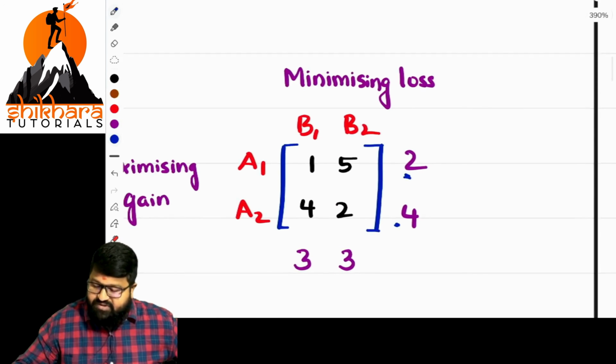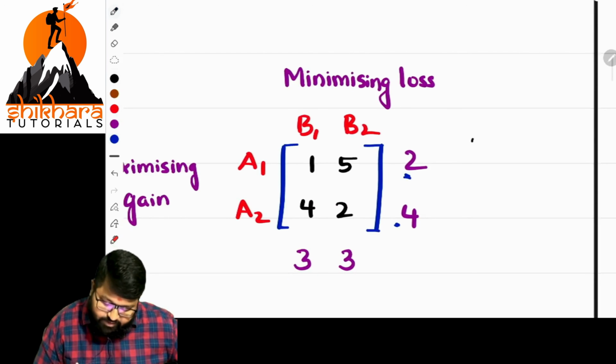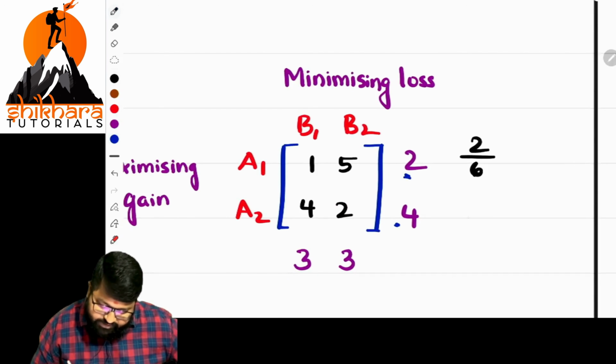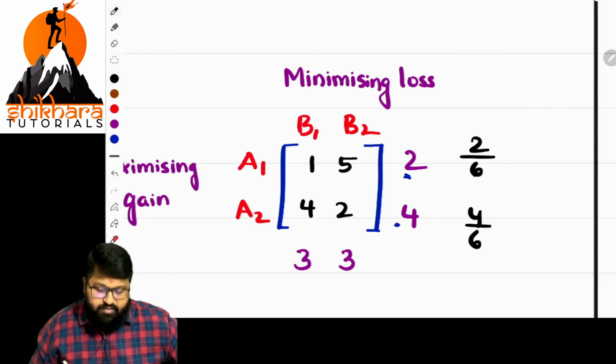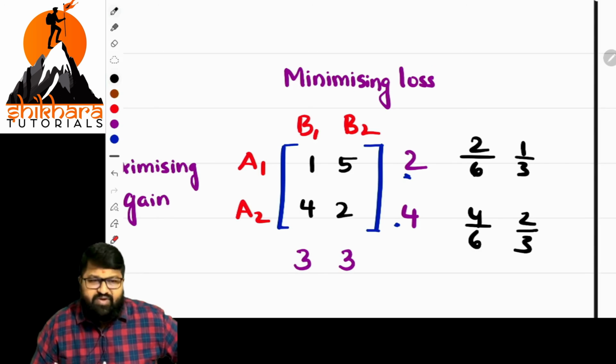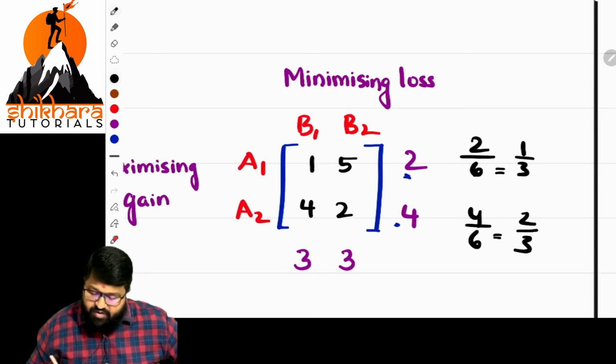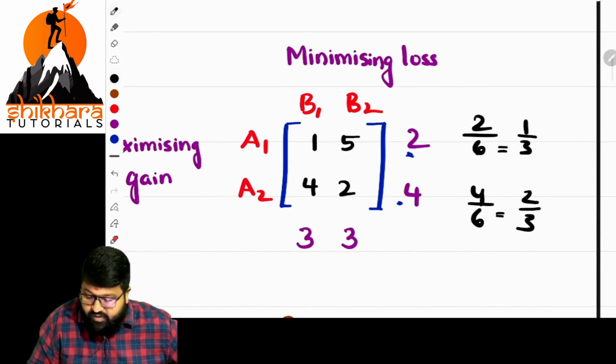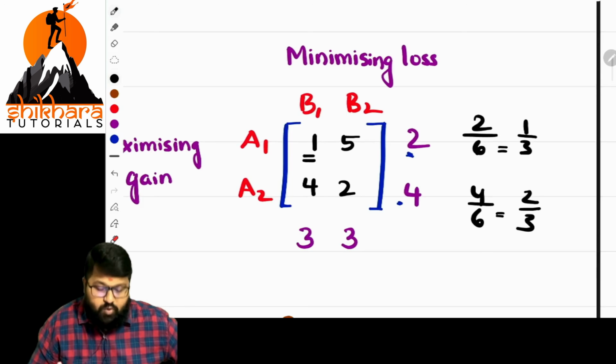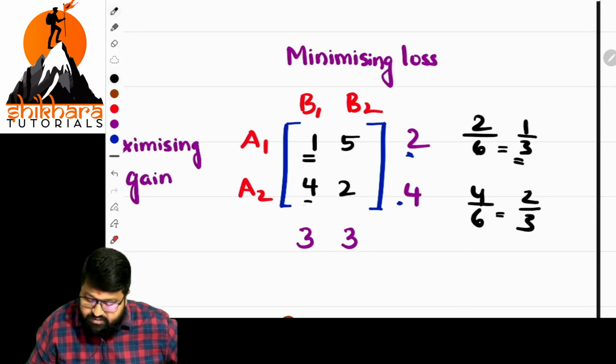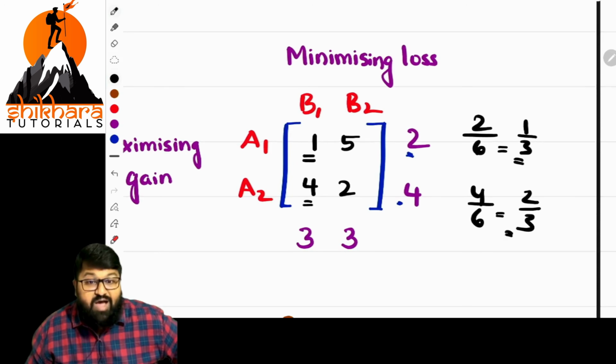I'm straight away mentioning the probabilities here. This is 2 by 6 and this is 4 by 6. That is nothing but 1 by 3 and here 2 by 3. You can simplify it if you want. Now the value is nothing but, just multiply this value with this plus this value with this. You get the value of the game.